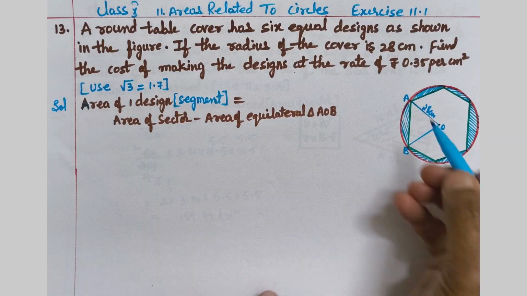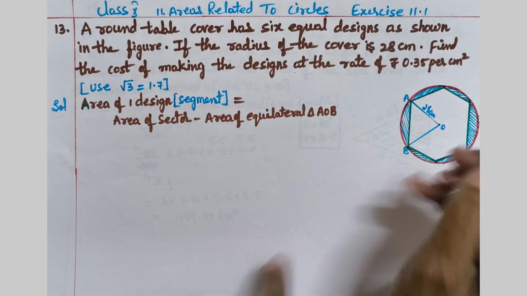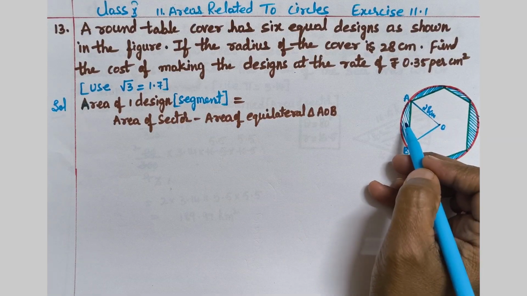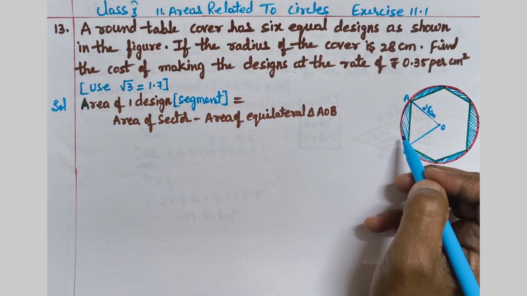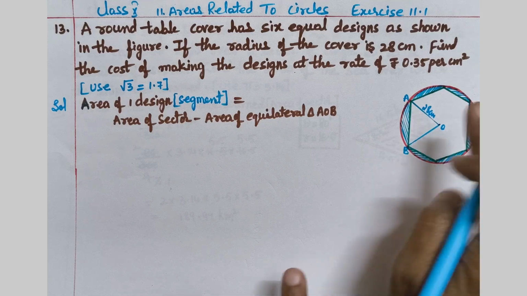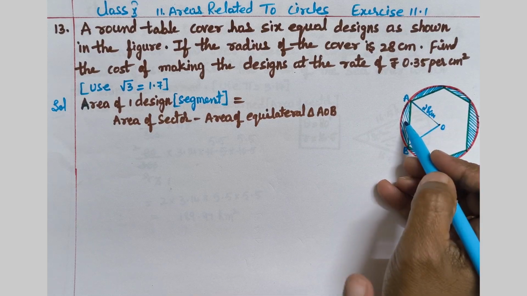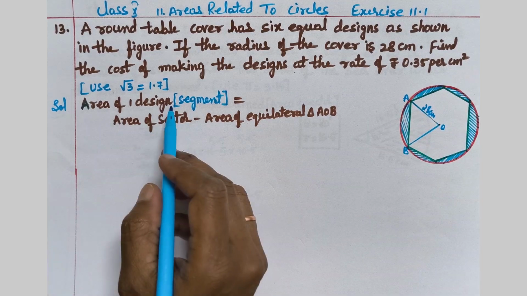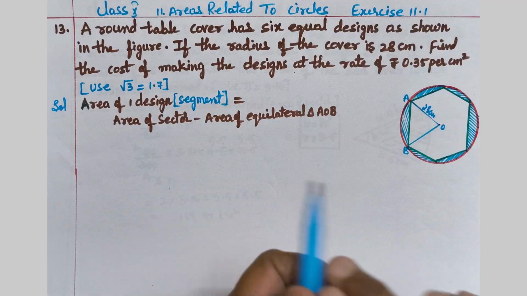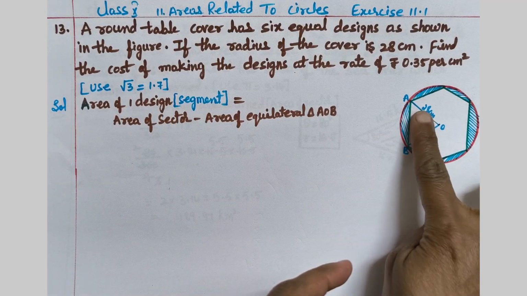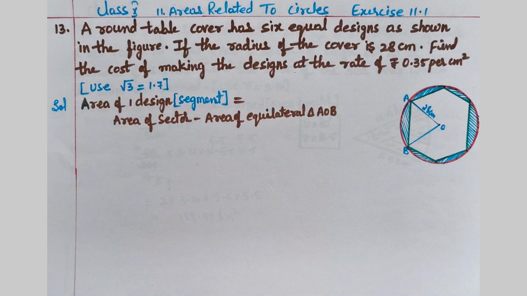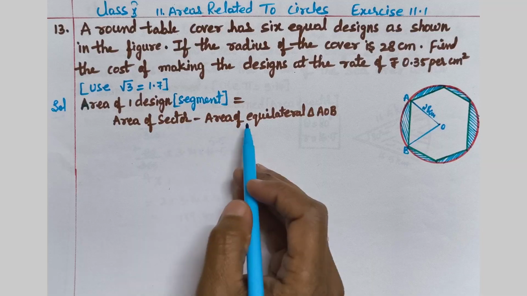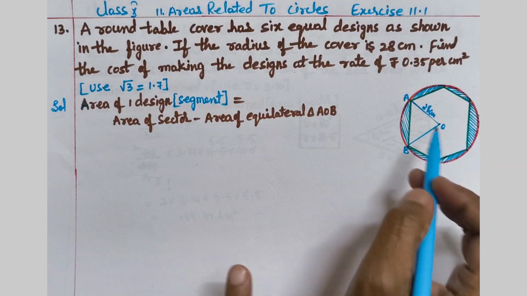Which shape is the design? It is a segment. What is the formula for the area of a segment? Sector minus triangle gives a segment. So the area of one design is equal to the area of the sector minus the area of triangle AOB. So now write the formula.